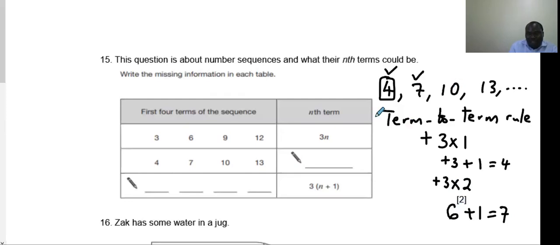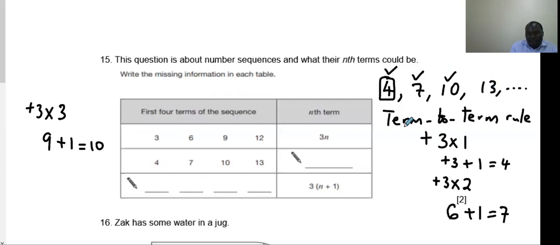Now, how do we use the term to term rule again to look for the third term, which is 10? The term to term rule is positive 3 times the position number of 10, which in that case is 3. 10 is in third position. What is 3 times 3? The answer is 9. But we were expecting to get 10. So what is missing is add 1. When you add 1, you get 10. So you got 10. How about 13? 13 is 1, 2, 3, 4, the fourth term, or 13 is in fourth position.